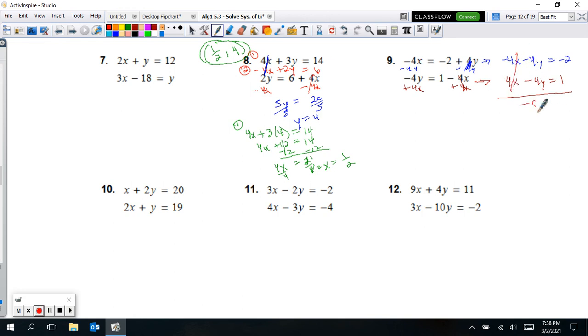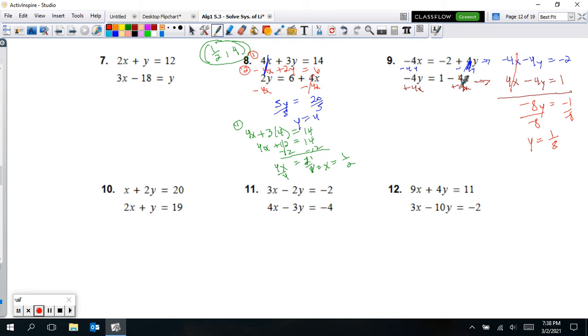So our y's here combine to negative 8y, and it's equal to, this is going to be basically taking 1 away from negative 2 is negative 1. And now I'm going to divide by negative 8. So y is equal to a fraction. Negative over negative is positive 1/8. So y is 1/8, I've got to plug that back in to one of these two equations for y.